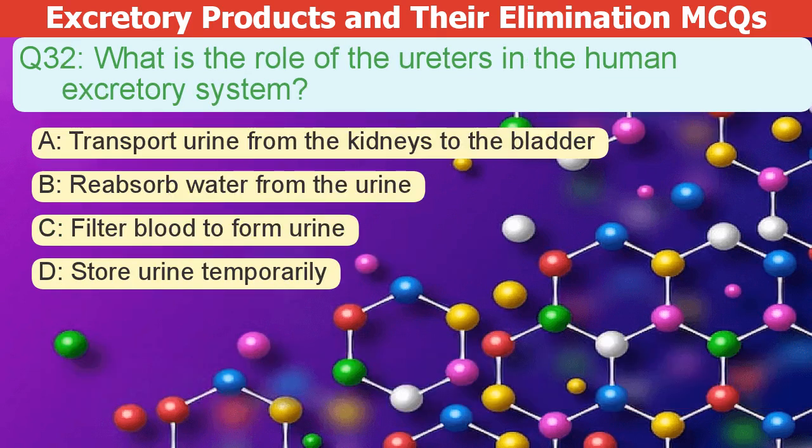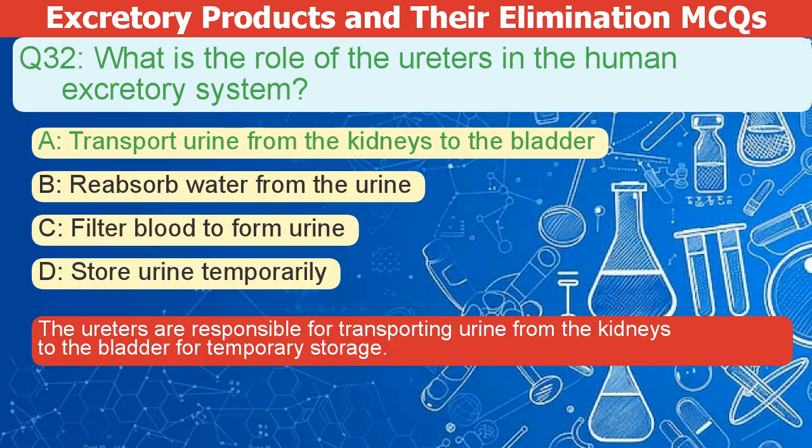What is the role of the ureters in the human excretory system? A. Transport urine from the kidneys to the bladder. B. Reabsorb water from the urine. C. Filter blood to form urine. D. Store urine temporarily. The correct answer is A. The ureters transport urine from the kidneys to the bladder for temporary storage.